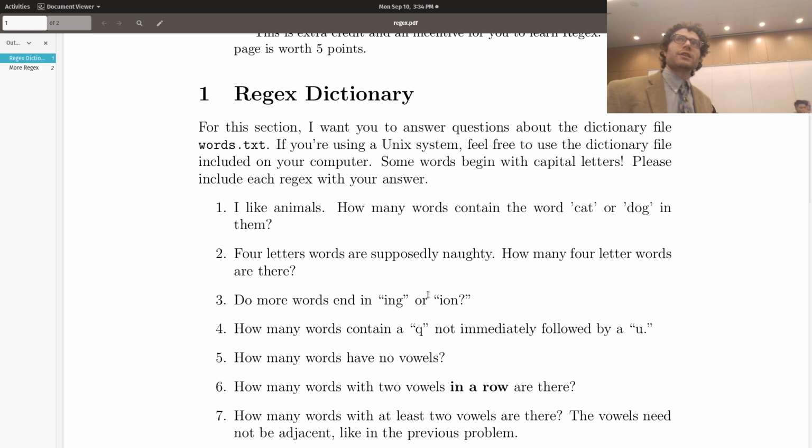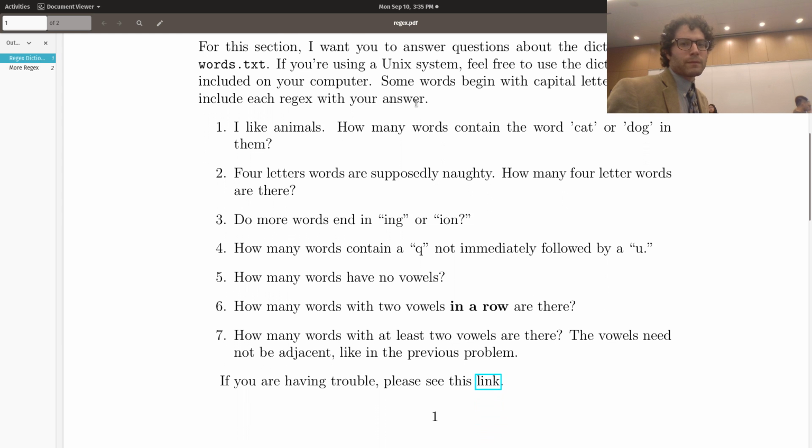So the only thing it would require if you do it in Java is to learn how to read a file, which is fairly straightforward. But for this section, basically there's an attached words.txt, which is essentially a dictionary. It contains all the words that you would basically use in the English language for spell checking, essentially. If you're using a Unix system, if you're using Mac or Linux, you'll already have a dictionary file somewhere hidden on your computer, and if you want to use that instead, you can. I think it's under /usr/share/dict. But the point is, I care more about the regex than your answers.